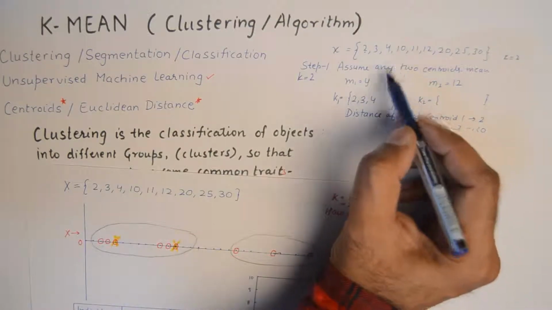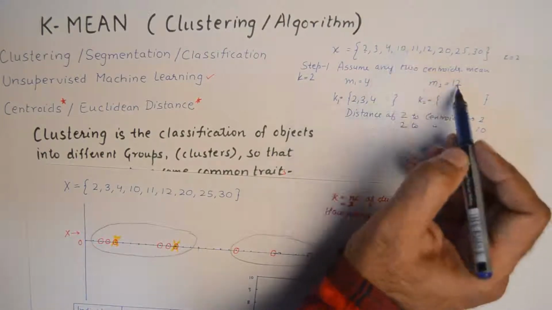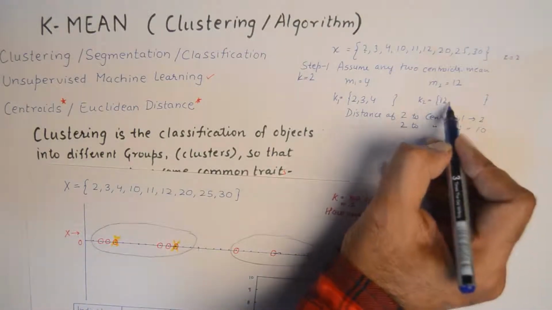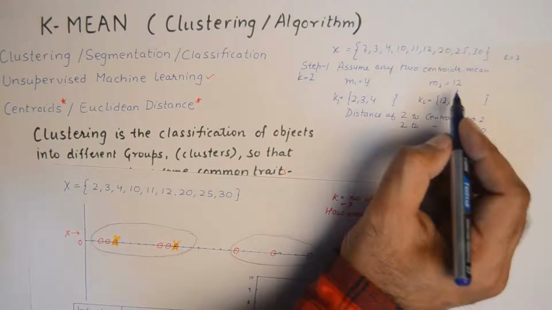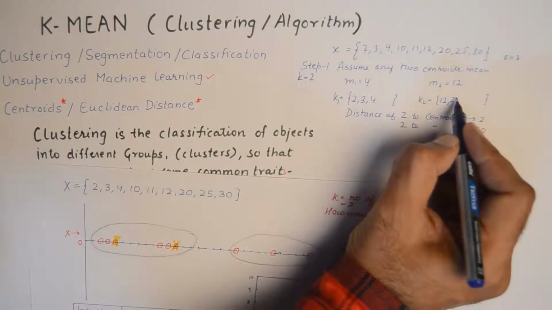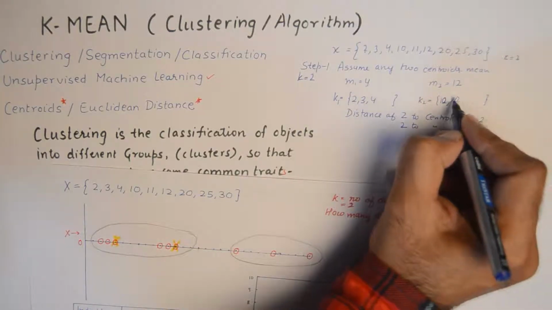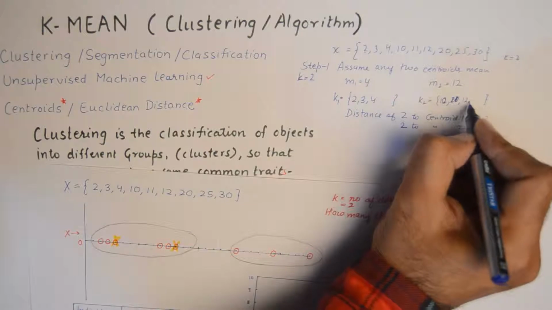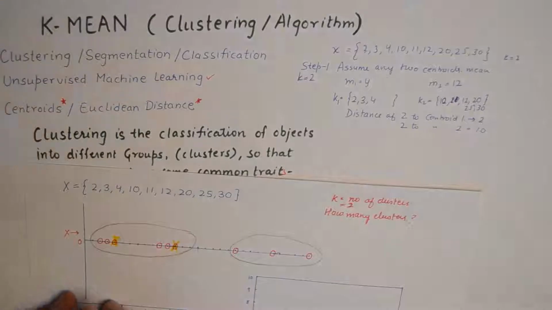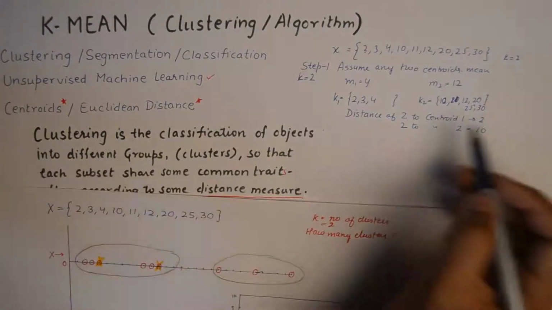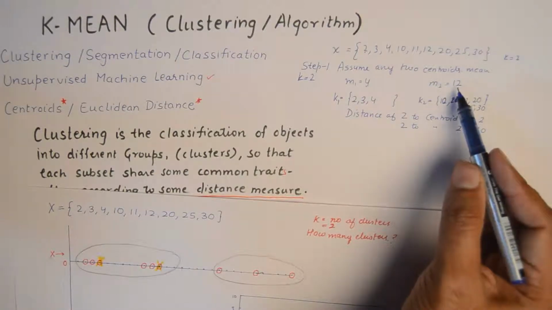However, 10 is pretty far away from this centroid, which is at 4, so the distance is 6 here and the distance is 2 here. So 12 goes into the cluster with the centroid 12, and so on. 20 also goes, 10 goes into cluster 2, 11 also goes into cluster 2, 12, 20, 25 and 30, they all go into cluster 2 because these data points lie nearer to 12.